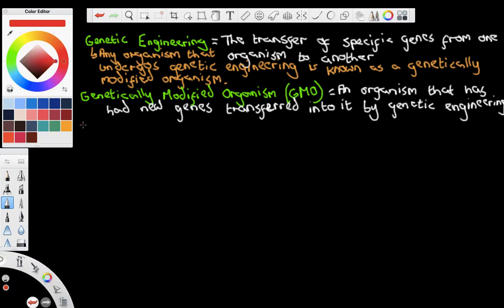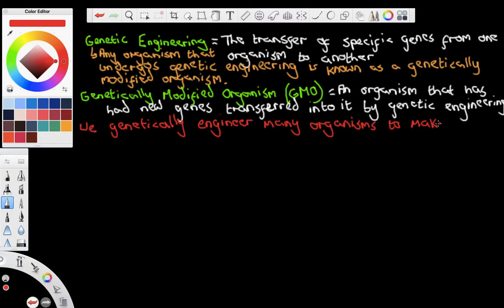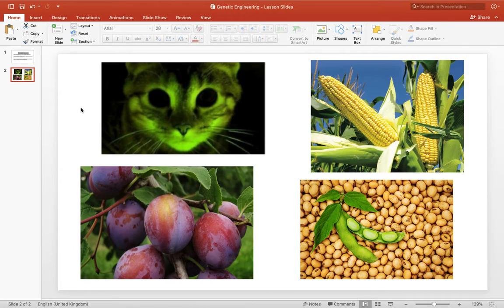So we can say that we genetically engineer, and I'm putting this in red, it's important, we genetically engineer many organisms to make GMOs. So we make lots of genetically modified organisms. Some examples are shown on the PowerPoint that I've shared with you.